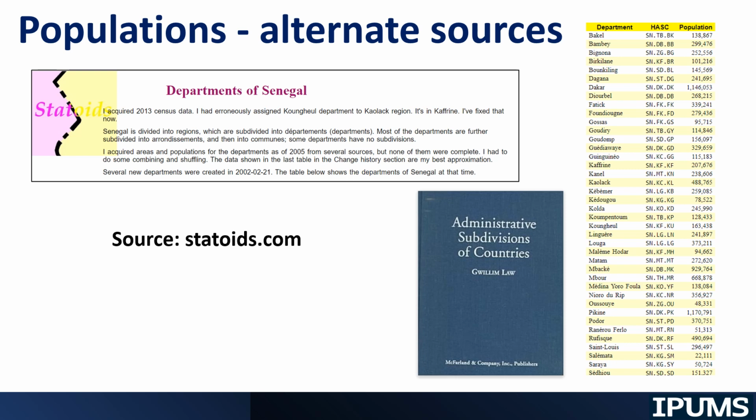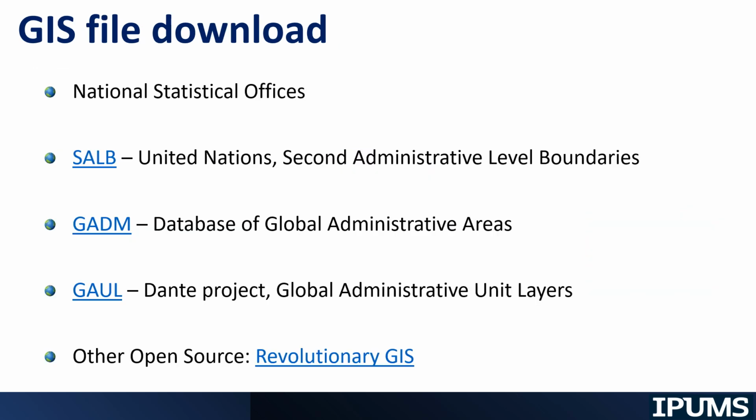Why we need real populations, we will come to that at a later point in the presentation, but we do need that along with the codes and the labels. So now we have our codes, our labels, our official populations. Now we need GIS files. Where do we get them from?